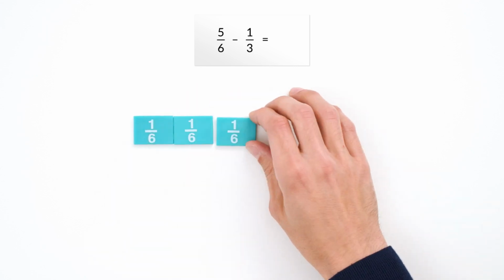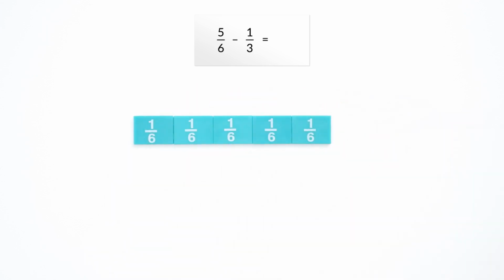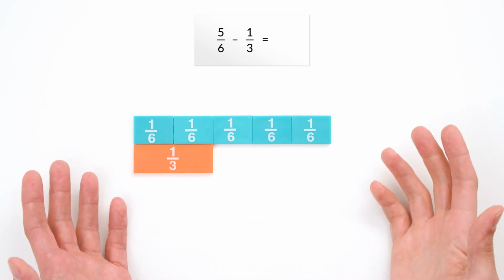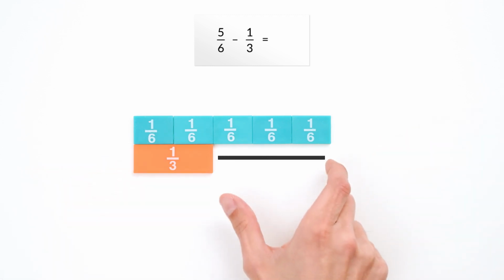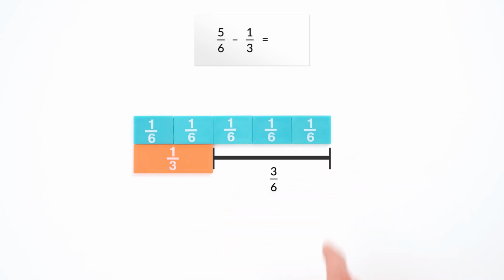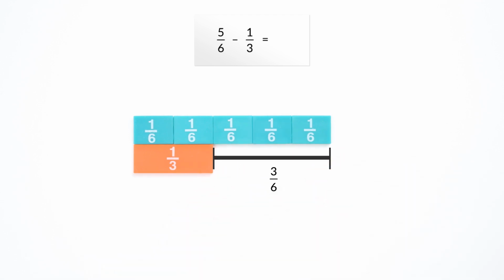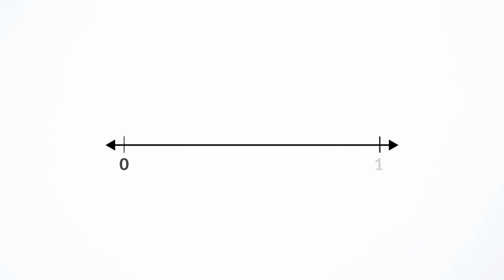I'll put out 5/6 to represent Joel's string and 1/3 to represent Nick's string. Now I can see that 5/6 is longer than 1/3, but how much longer is it? This space here shows the difference between their lengths, and I can fill this space perfectly with 3 1/6 tiles. So this means that the difference between 5/6 and 1/3 is 3/6. And we can write that numerically as 5/6 minus 1/3 is equal to 3/6. We can also use the number line to represent the comparison model for subtraction.